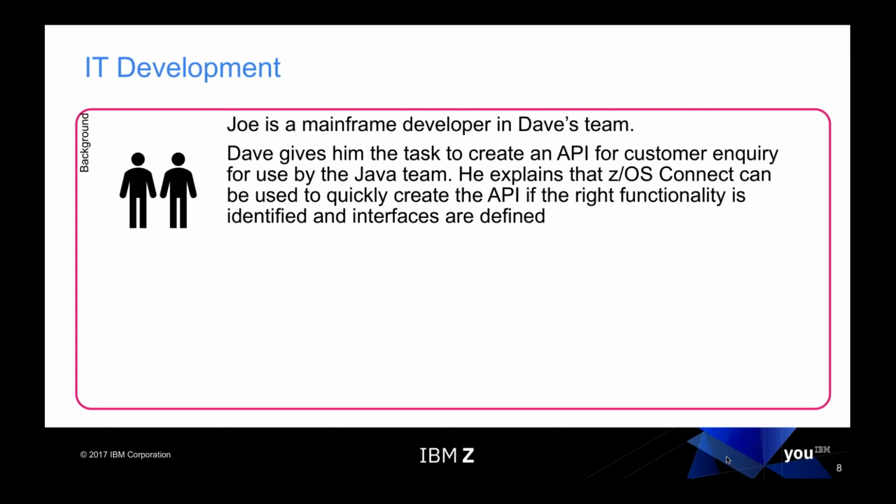Then Dave goes to Joe, and he tells Joe that he has to create an API, and this API is for the customer inquiry screen. He also tells Joe that he can use z/OS Connect to create the API, but he needs to know where to create the API from. So Joe knows that he has to create an API for the customer inquiry screen, but he doesn't know which program can be exposed as an API. He doesn't know how it can be exposed, what the interface structure is, etc. So what does Joe do?